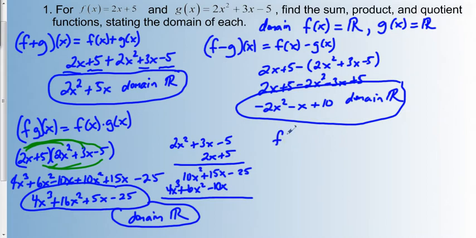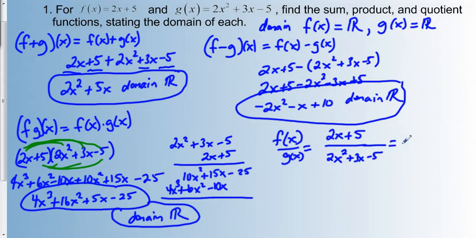Now for the quotient. Take our f of x and put it over g of x. Now remember, to simplify here, we must factor first. Now there's no guarantee that this even simplifies. We might be done, but we need to try.